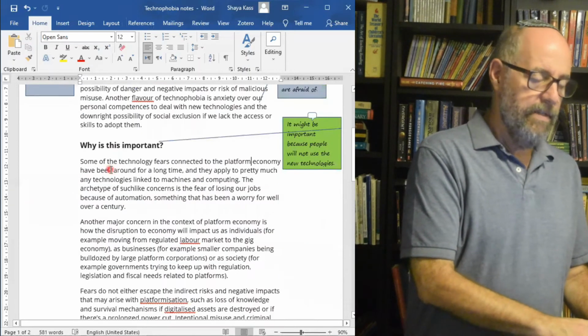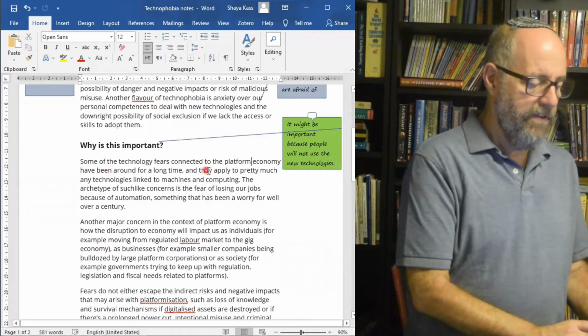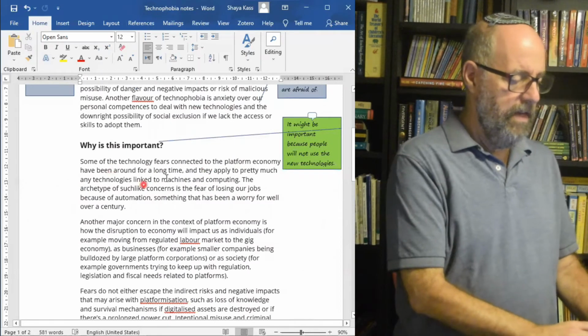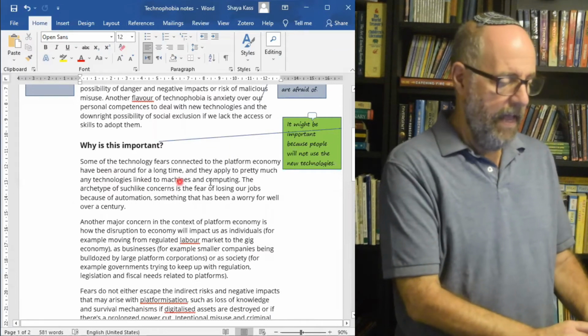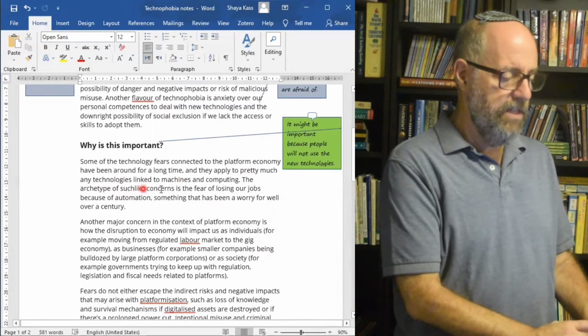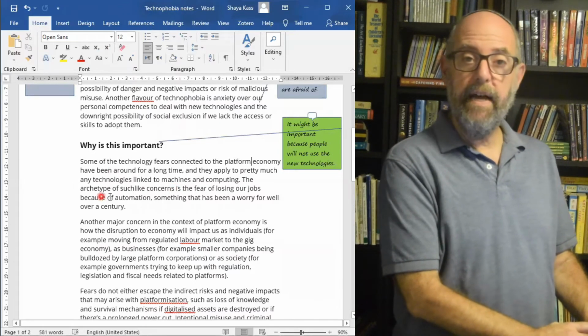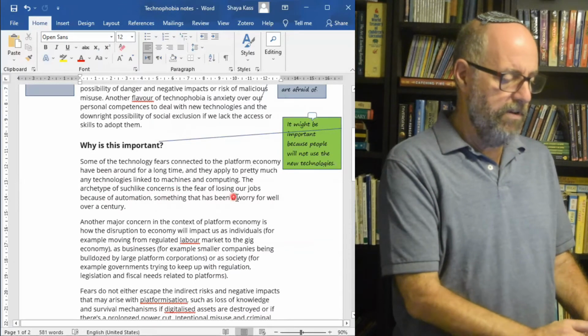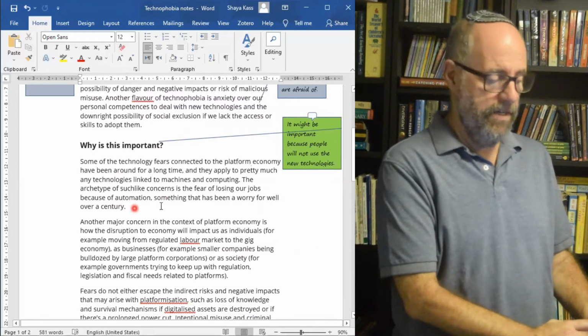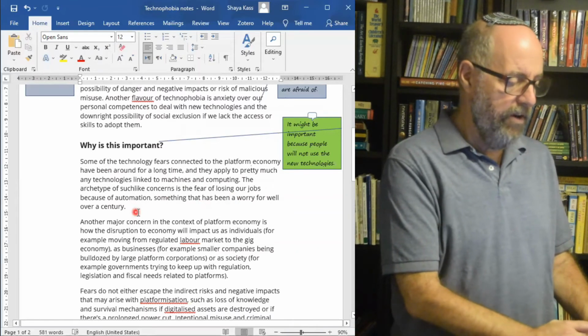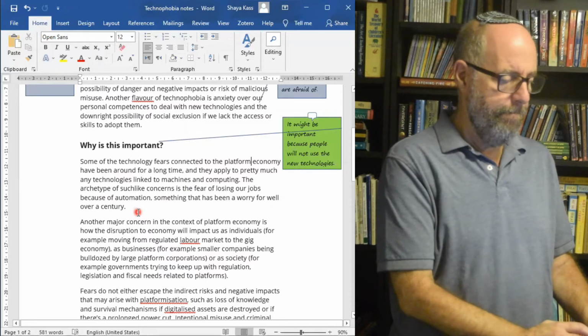Why is this important? Some of the technology fears connected to the platform economy have been around for a long time, and they apply to pretty much any technologies linked to machines and computing. The archetype of such concerns is the fear of losing our jobs because of automation, something that has been a worry for well over a century.